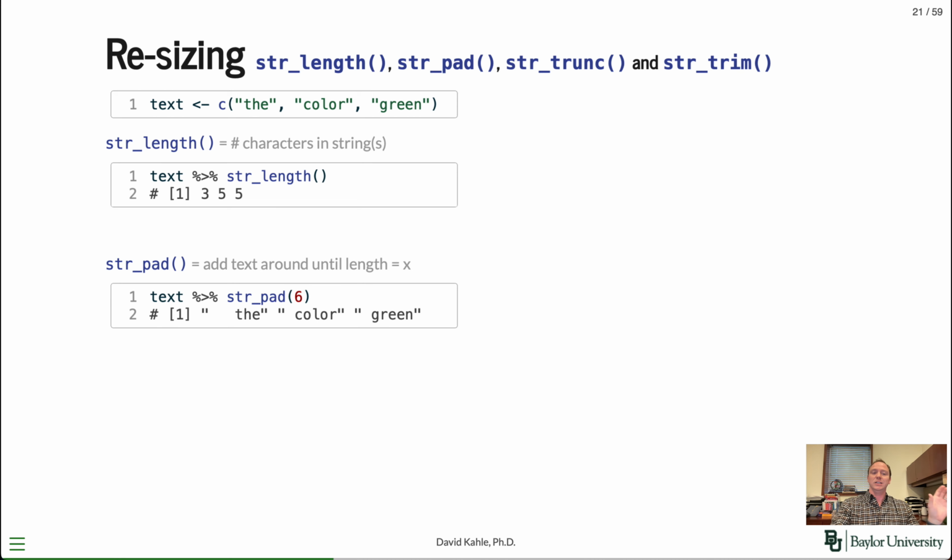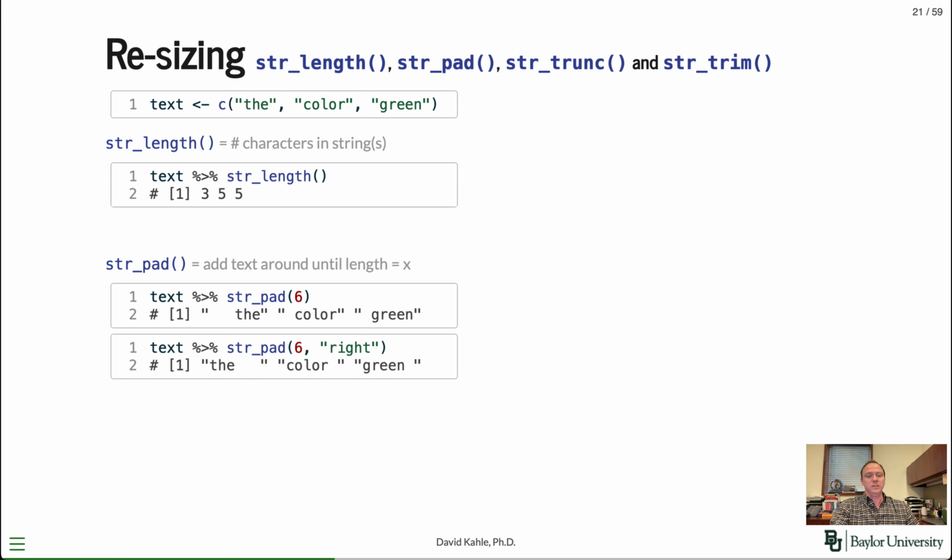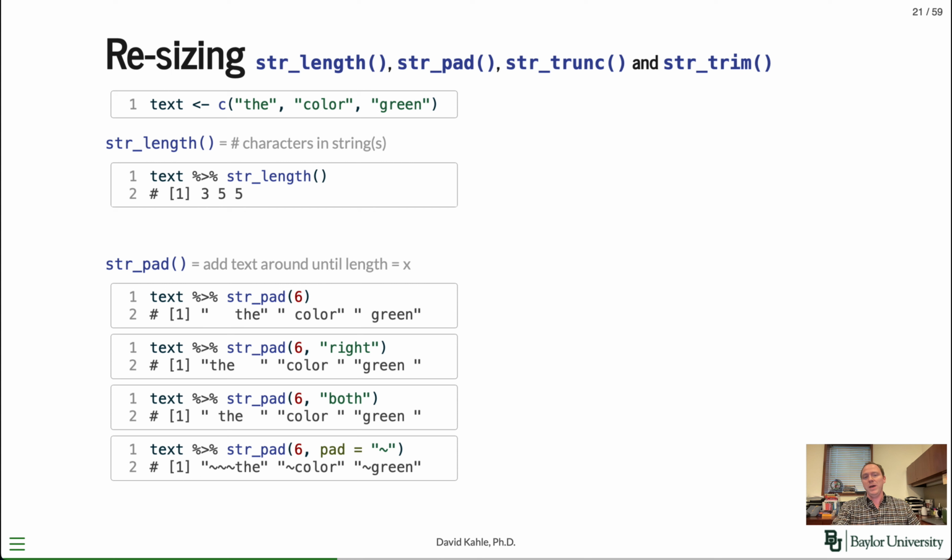So it's going to add 3 spaces on the front. That's this one, and this one to give you 3. Okay, same thing here, space color and space green. Now you can do this in many ways. I could add the spaces to the right, or I could add the spaces roughly to both sides to center it, or I could put different padding things.